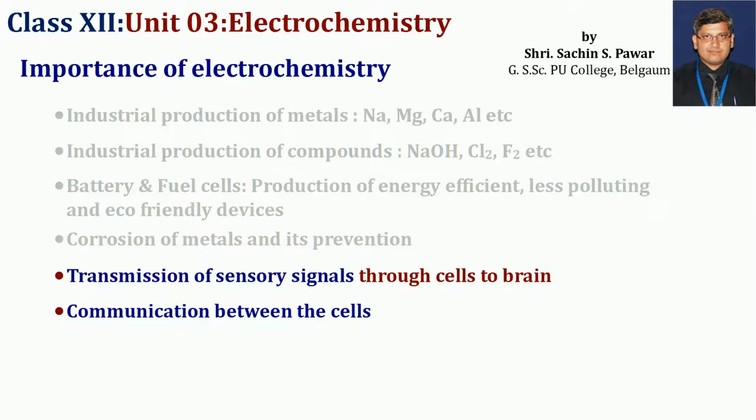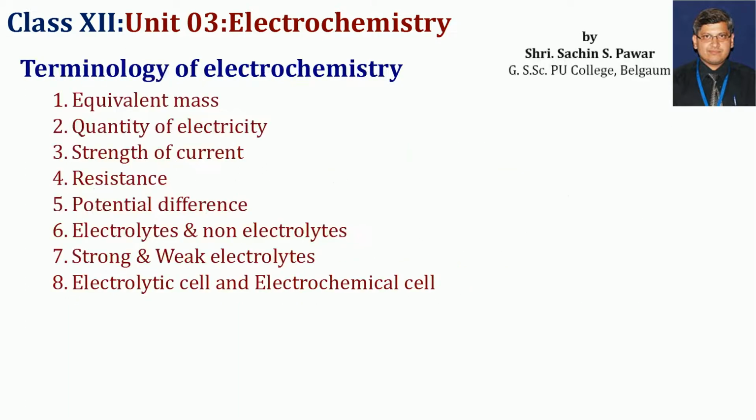Next, we should also know that electrochemistry has application in the working of our body. For example, the transmission of signals from cells to brain, and the communication between the cells, takes place via a mechanism, and that mechanism follows electrochemistry. So we have seen the importance of electrochemistry. Now we'll move our attention to terms used in electrochemistry. Some of the terms used in electrochemistry you can see on your screen. Out of these, the first four, the quantity of electricity, strength of current, resistance, and potential difference, you are learning in physics also. Let us see them one by one.